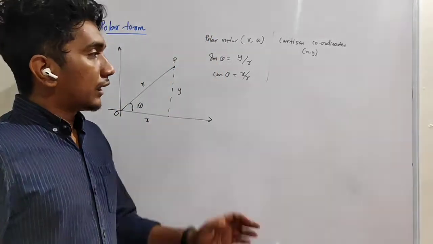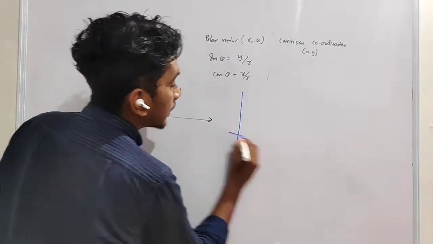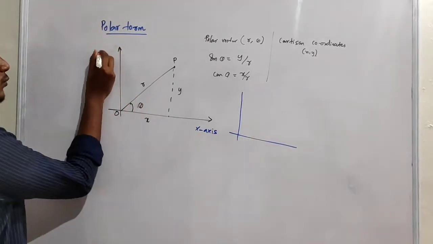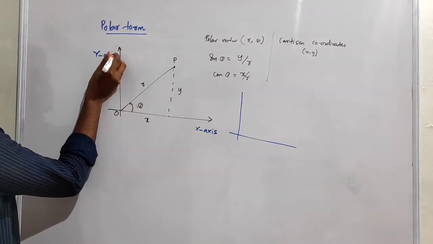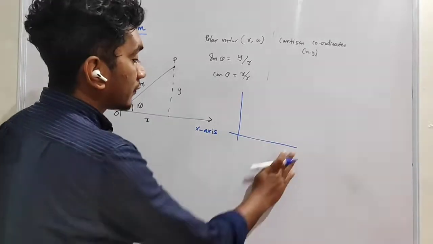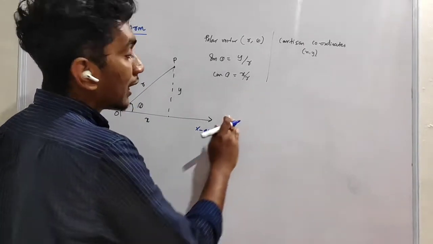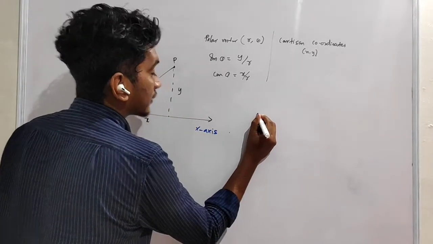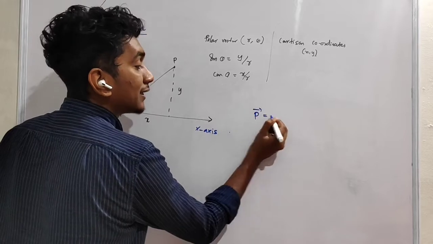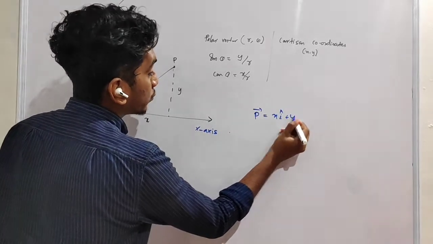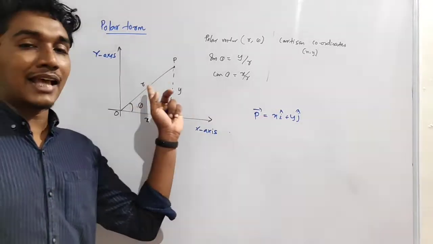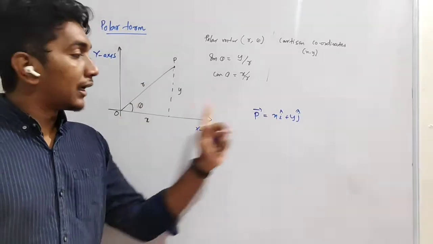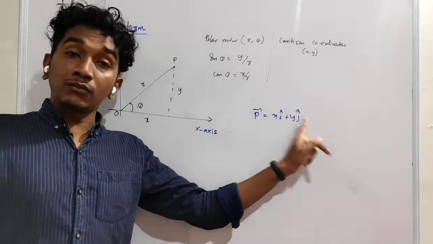So for example, in the coordinate system, here this is the x-axis, and this is the y-axis. In the polar form, we represent it with r and theta, but in the case of the Cartesian coordinate system, you can write the vector, suppose the vector is p. So the vector p is equal to xi cap plus yj cap. So both are exactly the same. We have considered theta and r here, and here we have considered x and y.